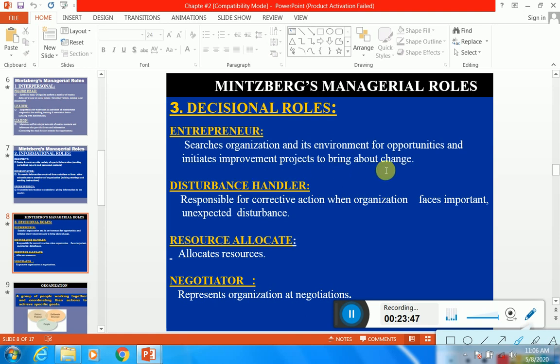Simply stated, it is known as identify new ideas and initiate improvement in the project, like for example implement innovations, plan for the future. Hope inshallah a bit idea will be clear that what is entrepreneur.